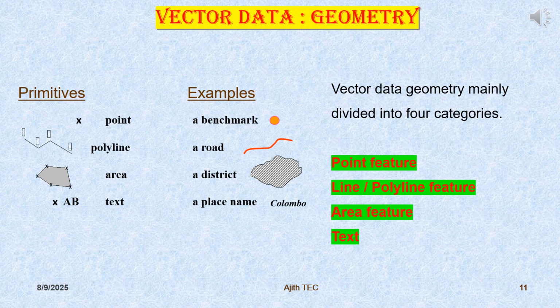Vector data geometry is mainly divided into four categories. Point features, such as manholes, electric posts, telephone posts, etc. Line or polyline features, such as fences, walls, footpaths, railway lines, roads, etc. Area features, such as gardens, paddy, buildings, ponds, lakes, etc. Text attributes, names like Palumbo, Mahaweli River, Nuwarawewa, etc.